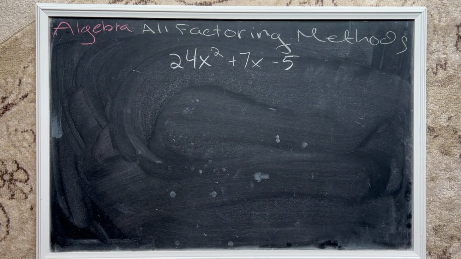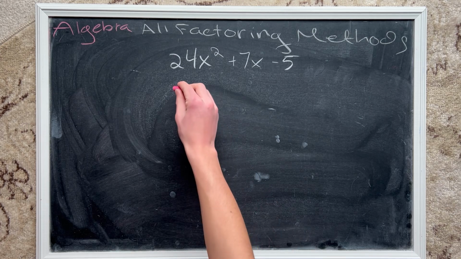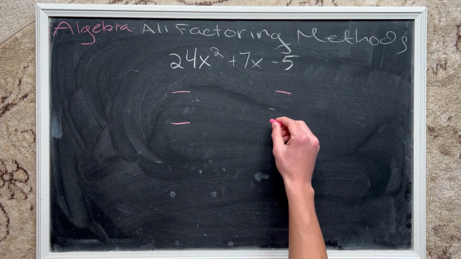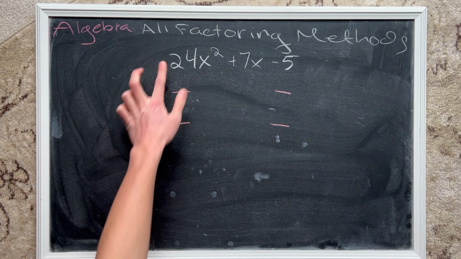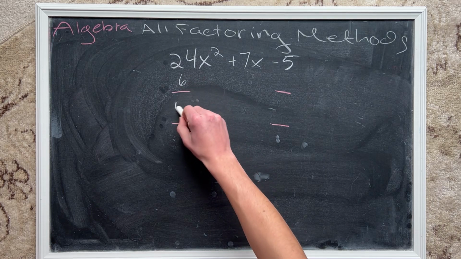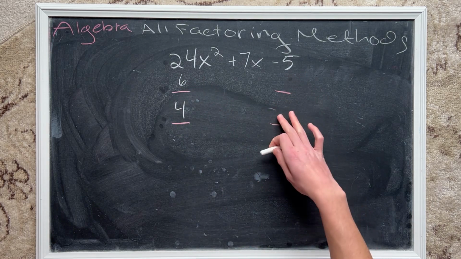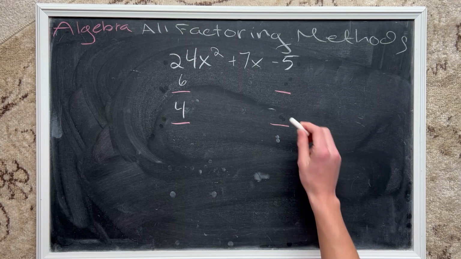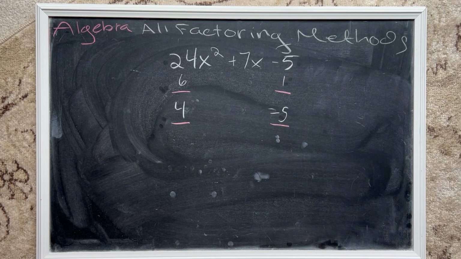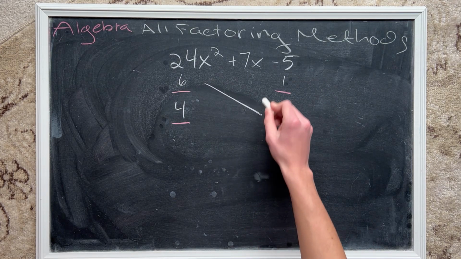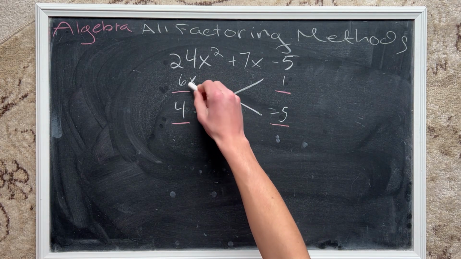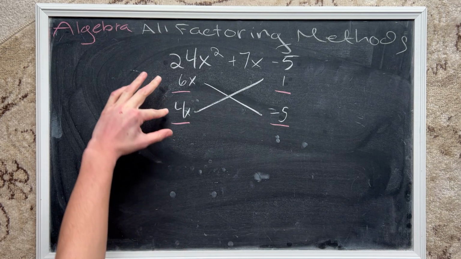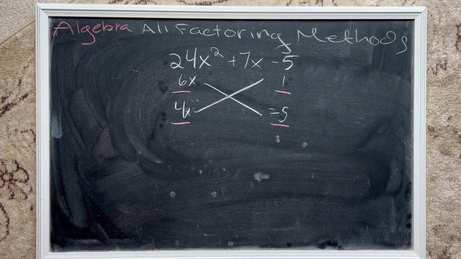So what we're going to want to do is same thing. We're going to be guessing and checking and finding two numbers, but this time we're going to do it in a different fashion. So these two numbers here that we place are going to multiply to 24. Let's say they're 6 and 4. These two numbers are going to multiply to -5. Say -5 and 1. And then we're going to draw an x between them. These two numbers, we're also going to want to put an x there because 6x times 4x equals 24x squared.